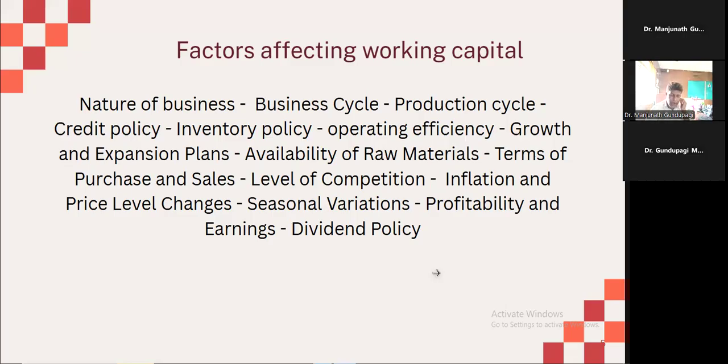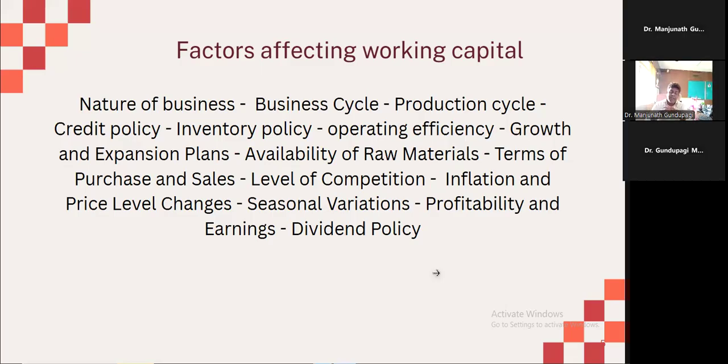If you look at the terms of purchases and sales also, sometimes a company enjoys credit from the supplier. If it is operating with less working capital, however, cash sales reduce the receivables and working capital, while credit sales increase the receivables and the requirement for working capital also increases.